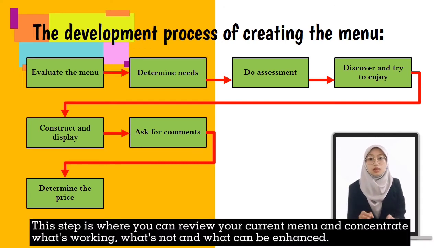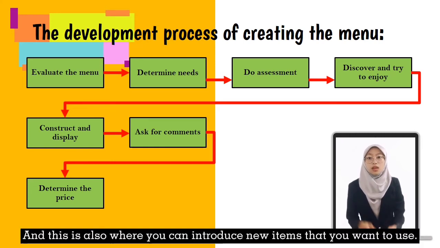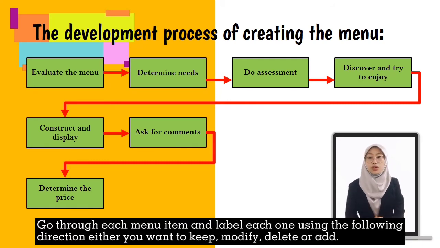This step is where you can review your current menu and concentrate on what's working, what's not, and what can be enhanced. And this is also where you can introduce new items that you want to use. Go through each menu item and label each one using the following directions: either you want to keep, modify, delete, or add.